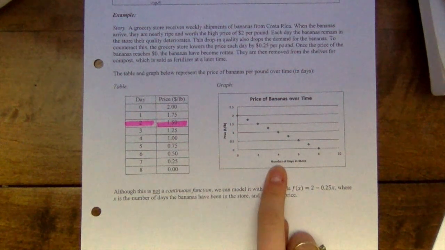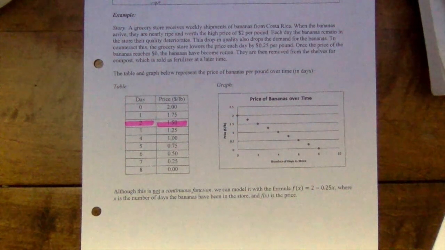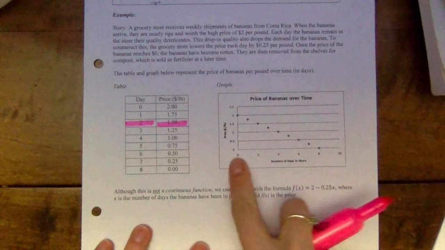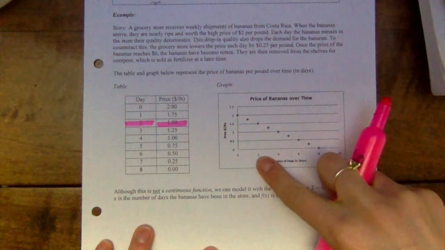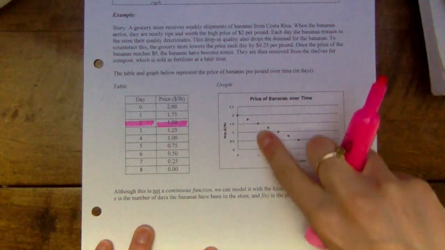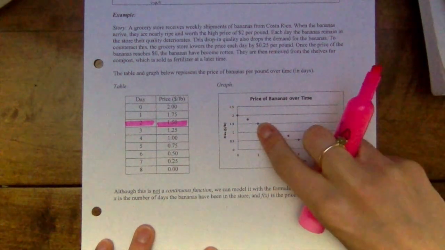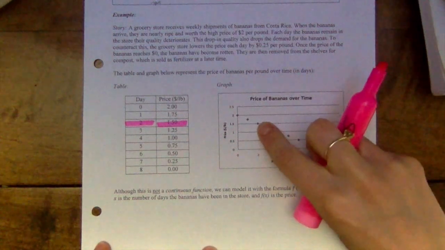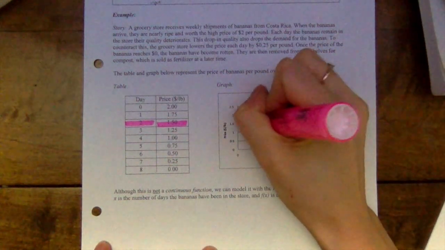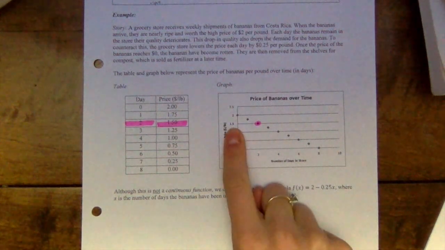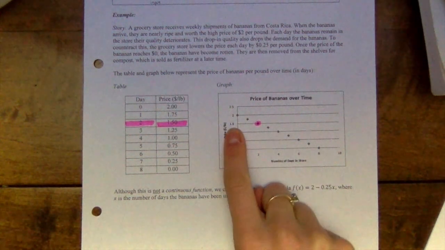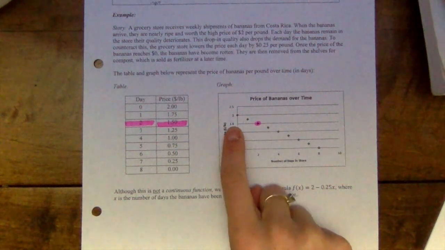How could we figure out what f of 2 is, what the function value at x equals 2 might be? Well, we could go over on our x-axis to 2 days that the banana's been in the store and go up until we hit our function, until we find that function value, that y, and notice that it also has a value of 1.5, or $1.50 per pound.